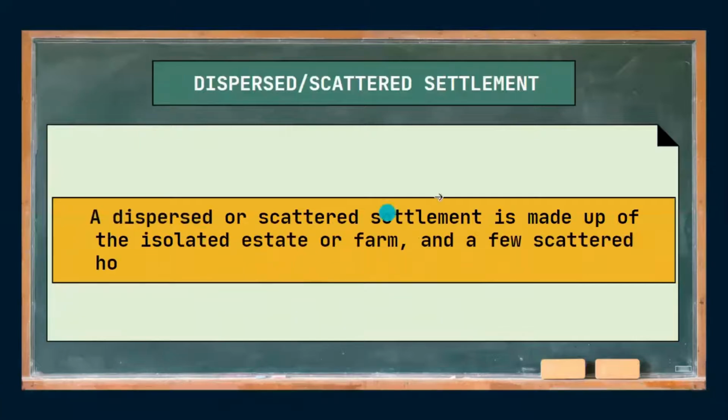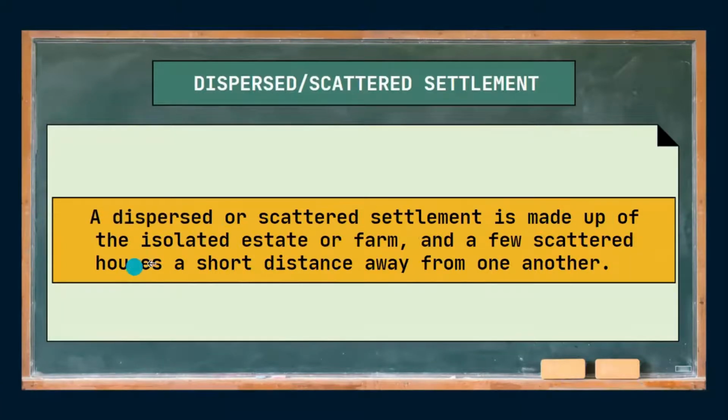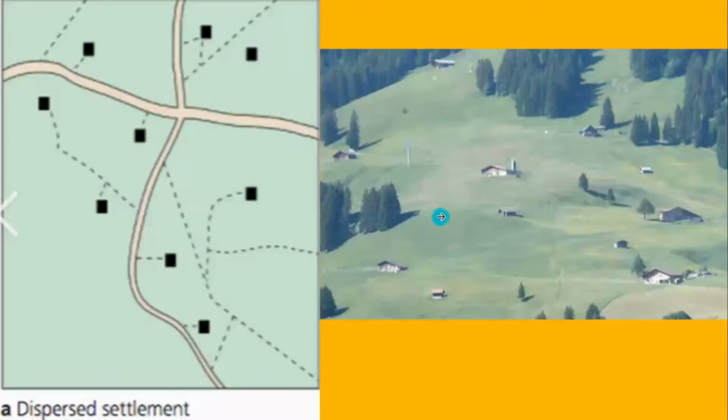Dispersed or scattered settlement is made up of the isolated estate or farm and a few scattered houses a short distance away from one another. As we can see here, we have the farmland or the estate, and the houses are spread across with a considerable distance between them. This is what it would look like in this diagram. So they are spread out.